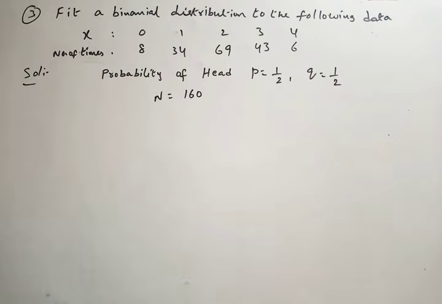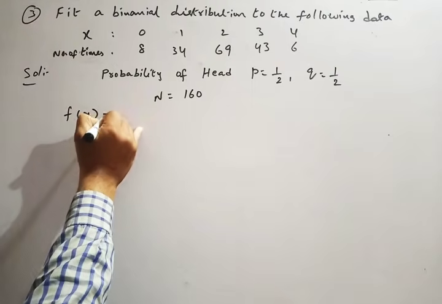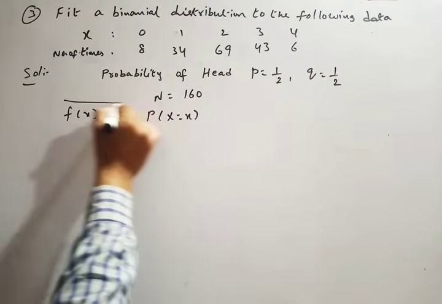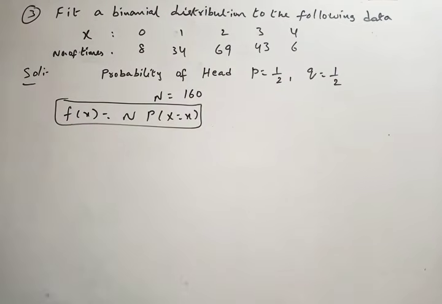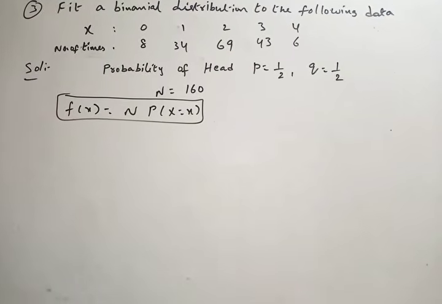From the recurrence relation we have the theoretical frequency: f of x is equal to N into P of capital X is equal to small x. This is the formula, right? So from the recurrence relation, or from the expected frequencies, we have this formula.